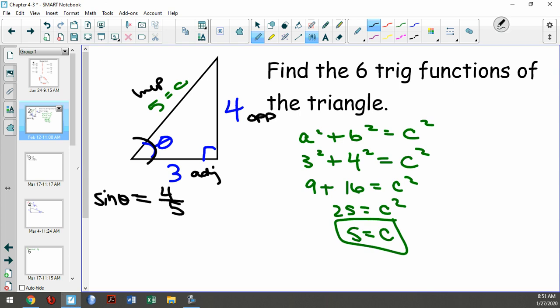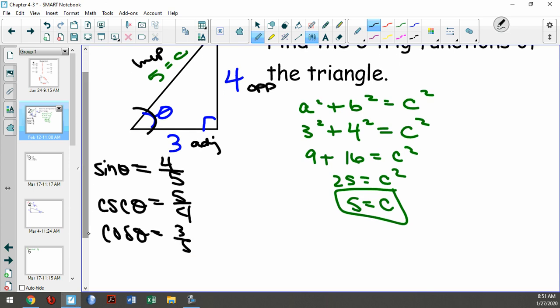If I know sine, what else do I know? Cosecant. The cosecant of theta is the reciprocal, which is 5/4. Do we all understand that, yes or no? The cosine of theta is going to be the adjacent leg divided by the hypotenuse, which is 3/5. If you know the cosine, what else do you know? The secant of theta. The secant of theta will be the reciprocal, which is 5/3. Do we understand that, yes or no?